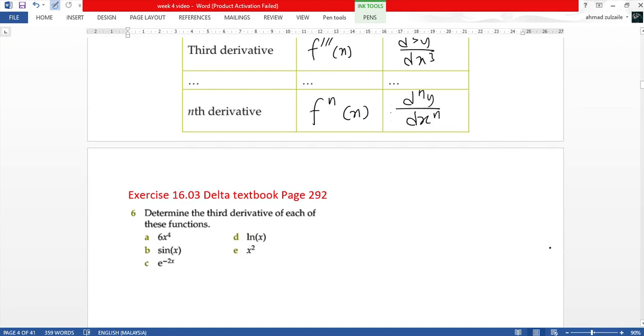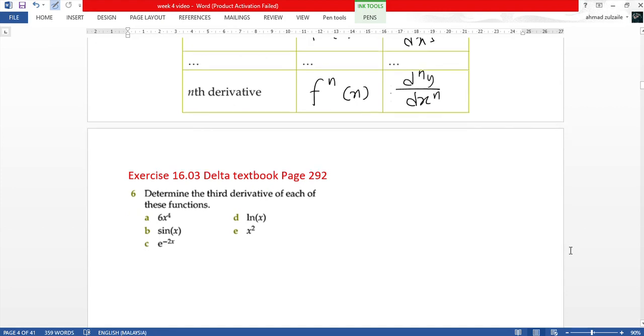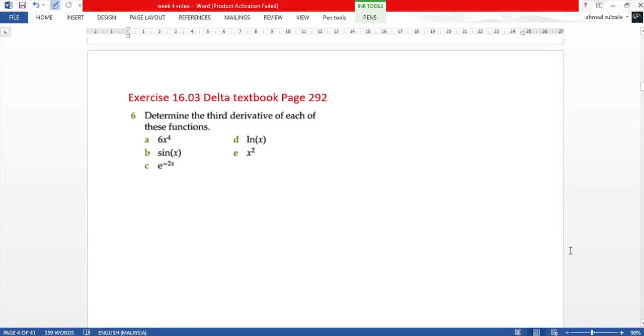So over here, I'm not going to discuss the whole question from the slide given. I choose only two questions, number 6 and number 7 actually. So number 6, determine the third derivative. They wanted to know what is the third derivative of this function. Third derivative means y triple prime or d cubed y over dx cubed. Okay, so we go one by one.